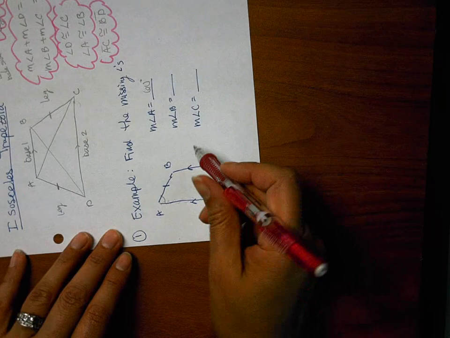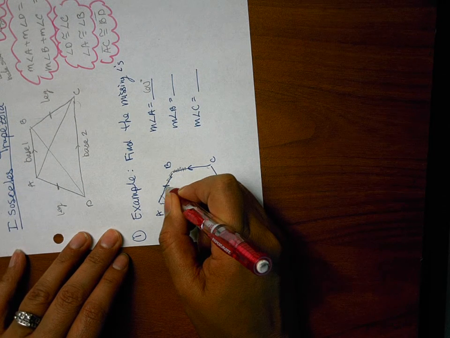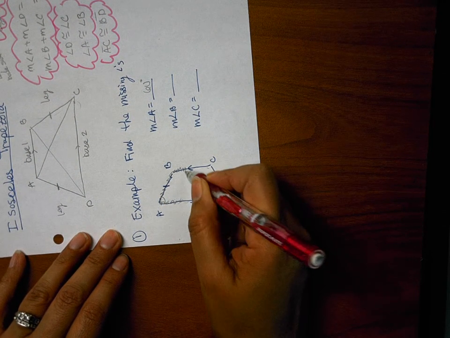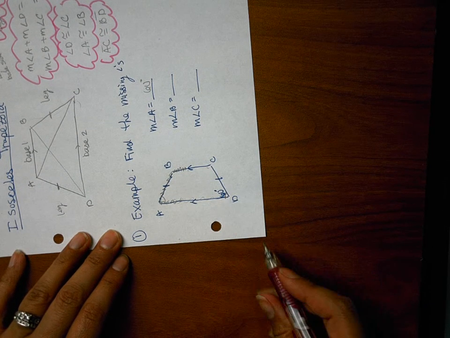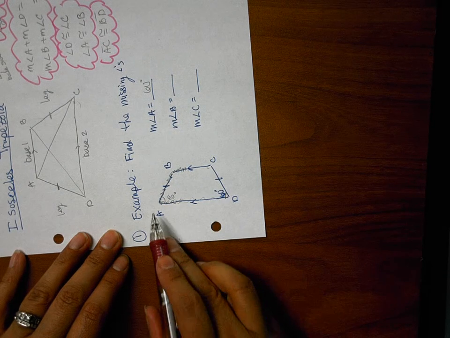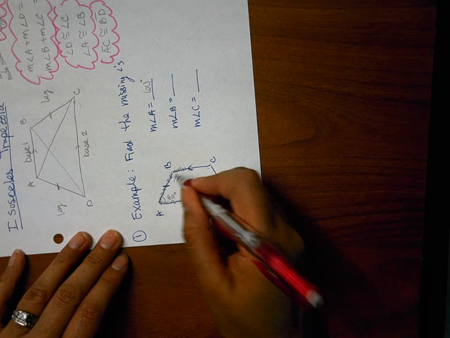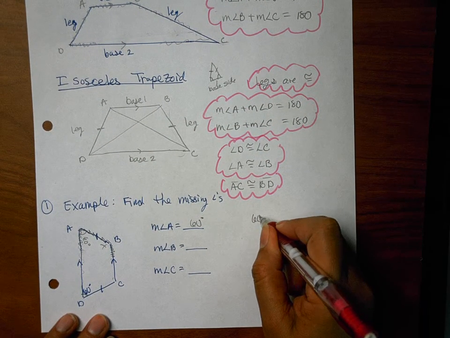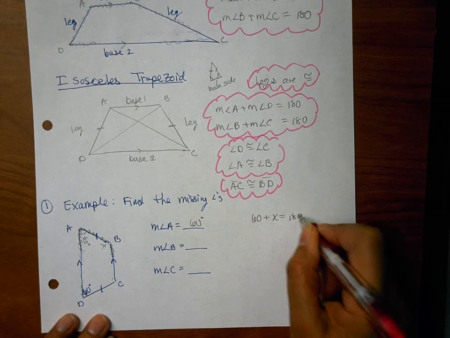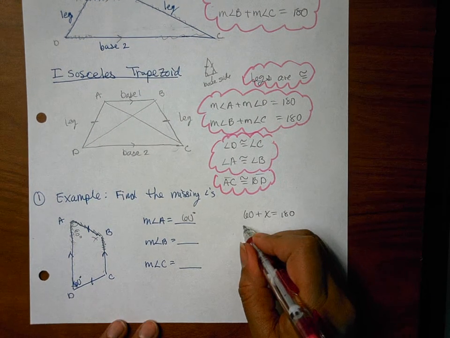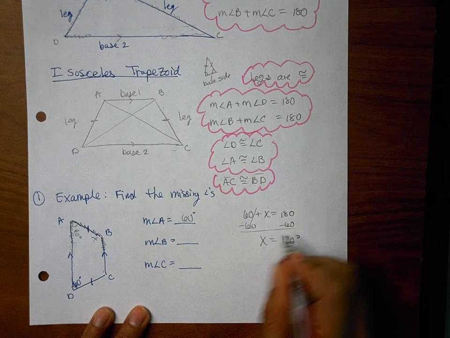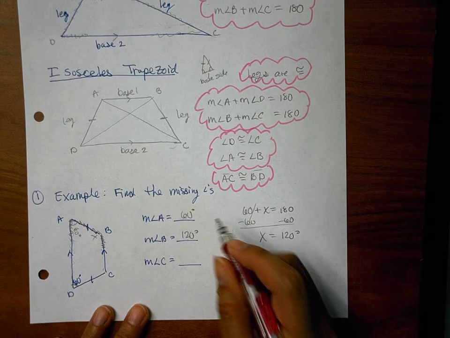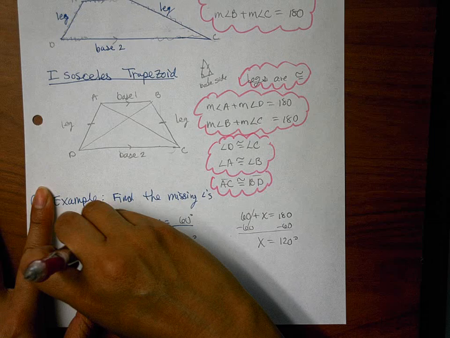All right, angle B. If you put it again on its side, you can see the C shape. There's my C, and the arms of my C are parallel, which means these two are not congruent, but they are supplementary. They add up to 180. So if this is 60 degrees, then I'm just going to put an X here. 60 plus X equals 180. Subtract the 60. X equals 120. So angle B is 120 degrees.